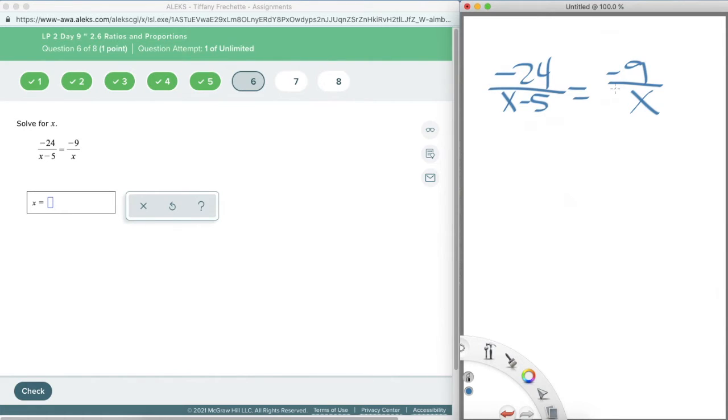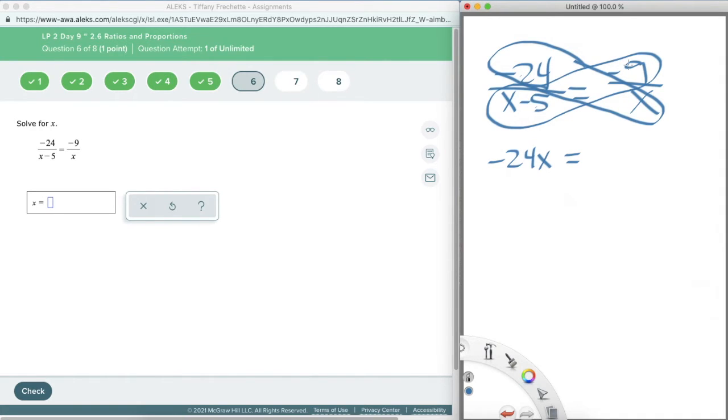All right, so we're still going to cross multiply. That's the first thing we do. As soon as we see fraction equaling a fraction, we cross multiply. So negative 24 times x, well, that's just negative 24x, equals, and we have x minus 5 times negative 9. Remember, it's not just 5 times negative 9. This negative 9 is times the whole thing.